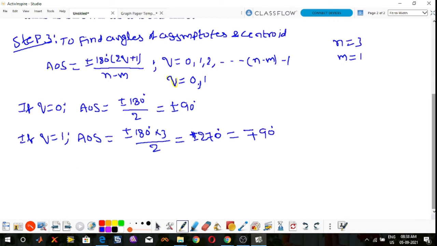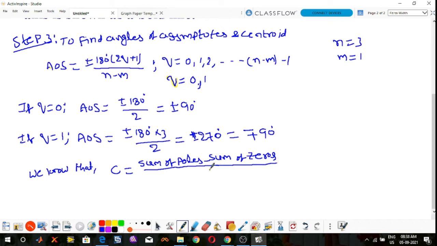Next, calculate the centroid. We know that the basic expression of centroid C is equal to the sum of poles minus the sum of zeros, divided by n minus m. Now here, what are the poles? The poles are at s equal to 0 and s equal to minus 2 plus or minus j 2.64, and the zero is at s equal to minus 9.